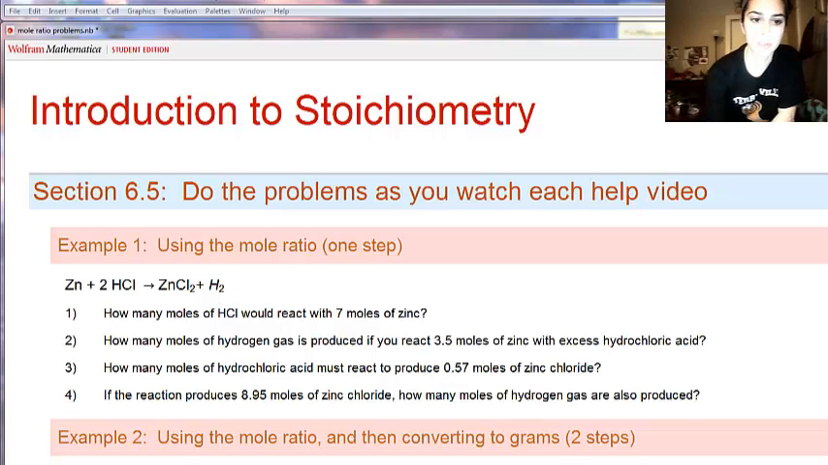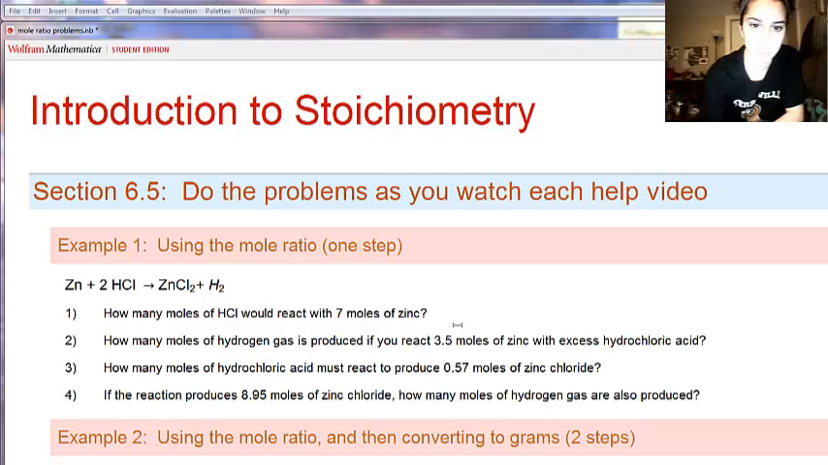What we are always going to begin with is a balanced equation. And lucky for you, I have balanced this equation already. So we have zinc plus hydrochloric acid yields zinc chloride and hydrogen gas. So let's start with number one. It says, how many moles of hydrochloric acid would react with 7 moles of zinc?